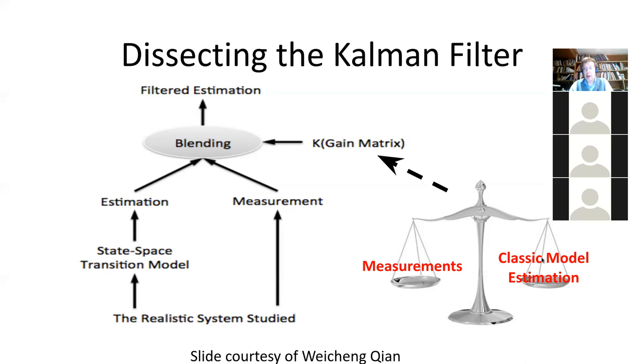Or to what degree instead to give a lot of credence to the model. Both are very fallible. And the gain matrix allows us to characterize at a given time how much we're going to trust the model and how much we're going to trust the measurements.